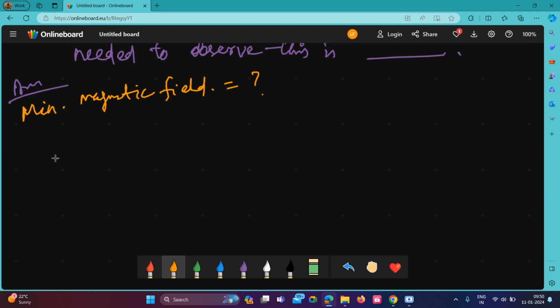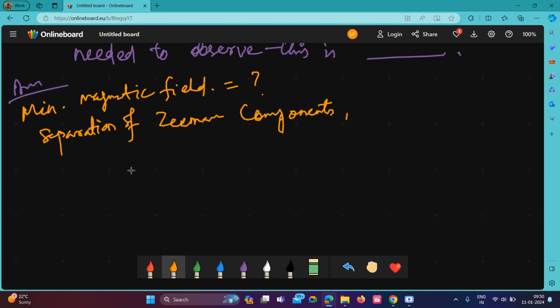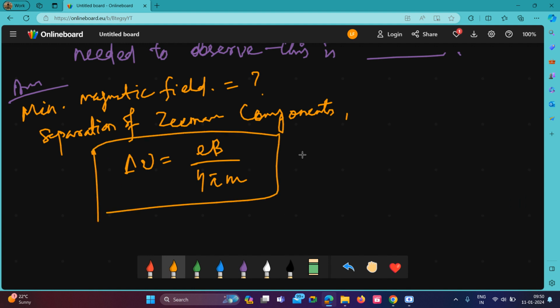First of all, the separation of Zeeman components. The formula is del nu is equal to eB by 4 pi m. And del lambda is equal to lambda square by c del nu.